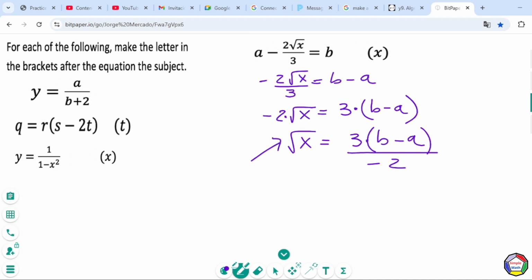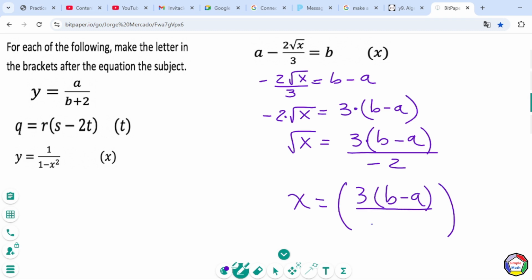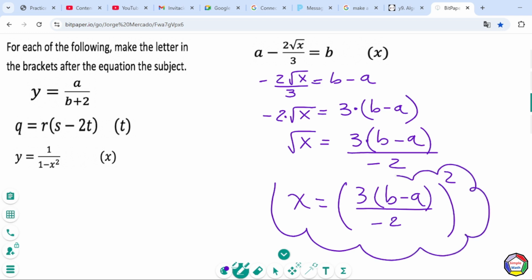And the inverse operation of a square root is using exponent or powers. So I'll say that x is equal to everything raised to the power of 2. So we'll say 3 times (b minus a) over minus 2, and everything to the power of 2. And that is the way we make the variable x the subject.